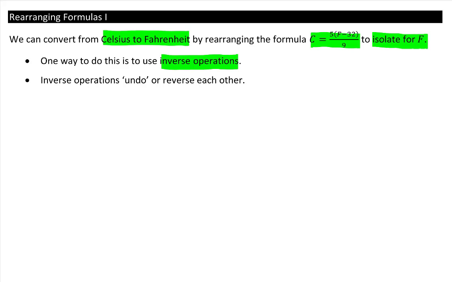So for example, what I do is I look at the formula and say, what is happening to F? Well, the first thing is that we're subtracting 32 if we follow order of operations. We start with the brackets. Then we multiply by 5. And then finally, you divide by 9. And when you do those three operations, you end up getting Celsius. So if I want to rearrange or isolate the formula for F, I just need to reverse all these operations.